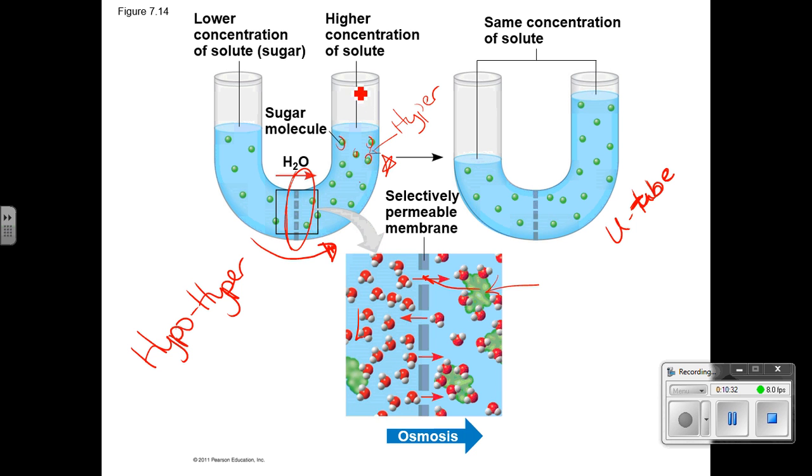Because we have this U-tube, it's very easy to see, because the water level is going to rise on this side and fall over here, showing us which direction the water is moving. This just shows a close-up of that membrane and what's actually happening. You'll see that the sugar molecules are too large to fit through, but the water molecules are not, so they can pass through.